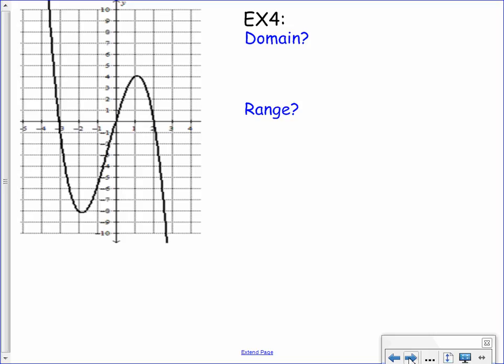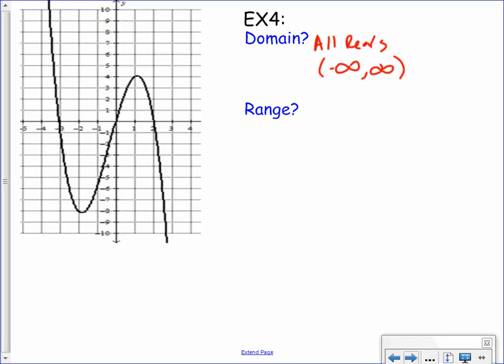For both of them. Because notice this one, for a domain, that's easy. It'll always go to the left, always go to the right, so there's always a y value. So do we agree that domain is all real numbers? Yes. Okay. So domain is all reals, aka negative infinity to infinity. Okay, the range.